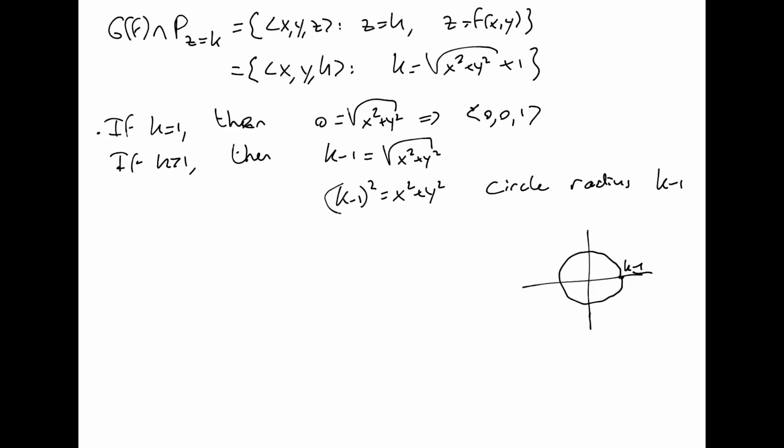Okay, and if k is less than 1, let's put that in brackets, k is less than 1, then we have no intersection.